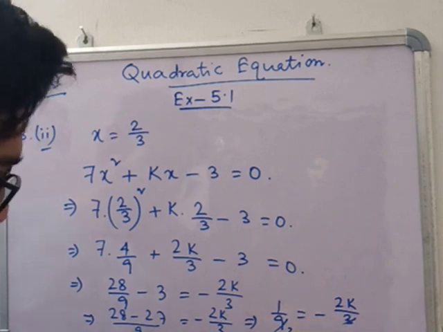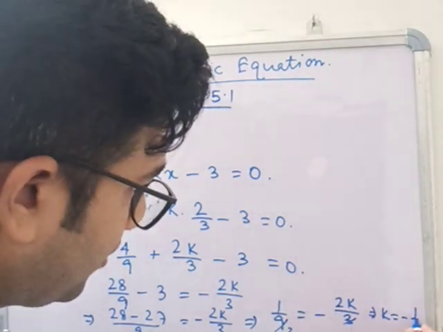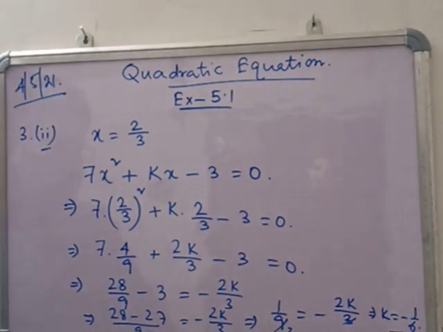Now we can write here k equals minus 1 by 6. So here the value of k is minus 1 by 6. Okay.